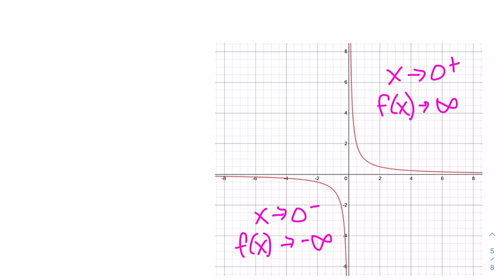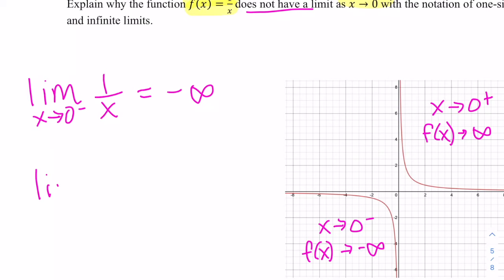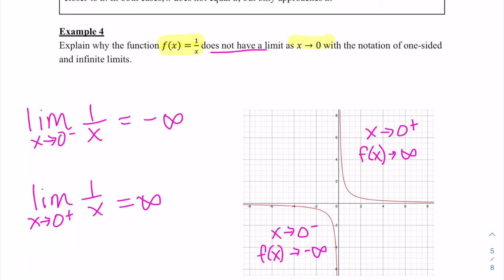So let's see if we can put that together in notation. So we're saying the limit of 1 over x, as x approaches 0 from the left, is going to equal negative infinity. And the limit of 1 over x, as x approaches 0 from the right, or numbers that are greater than 0, that'll equal positive infinity. So again, the limit does not exist in this situation, but we can show with one-sided limits and infinite limits why the limit does not exist.